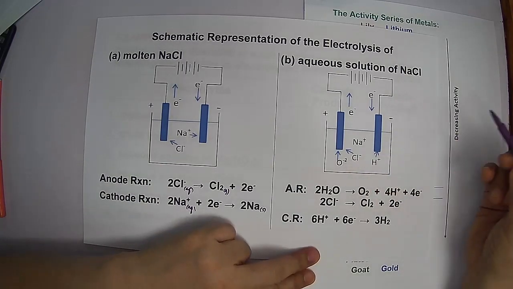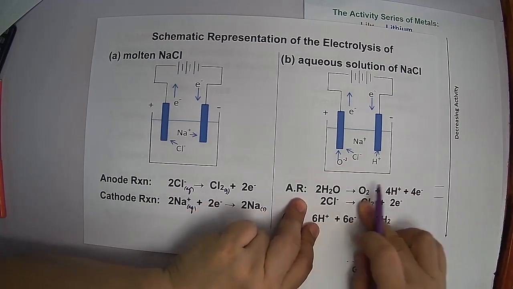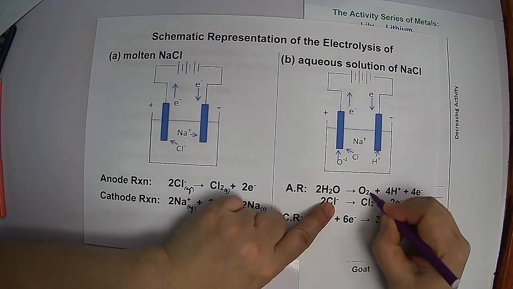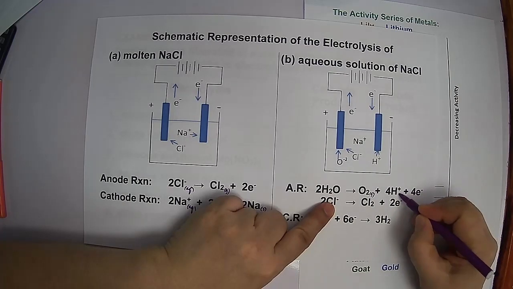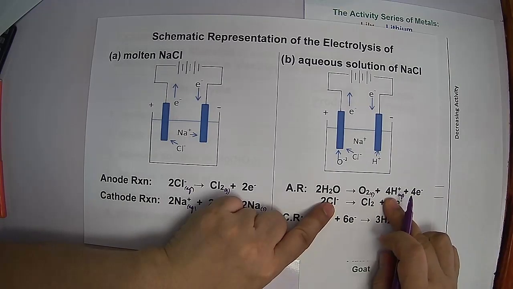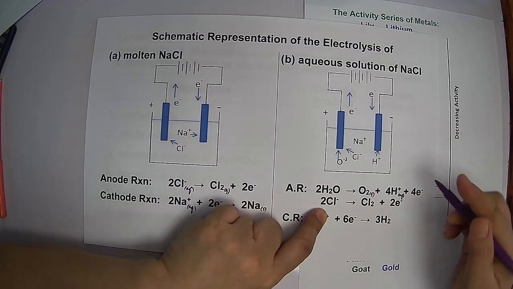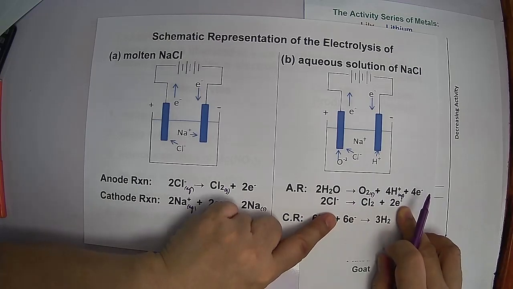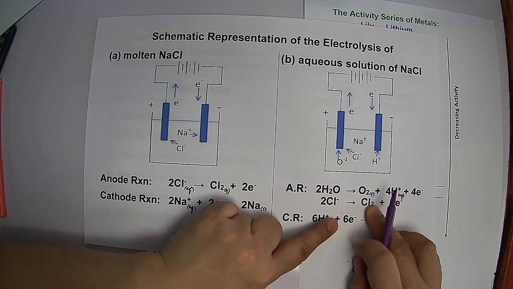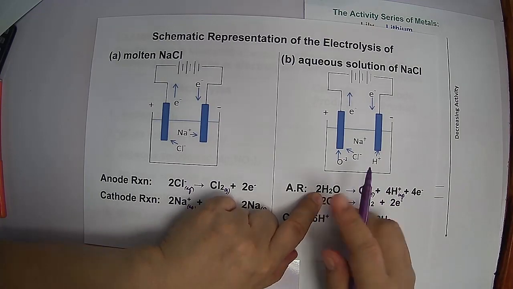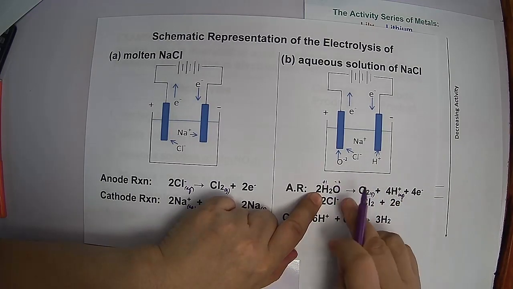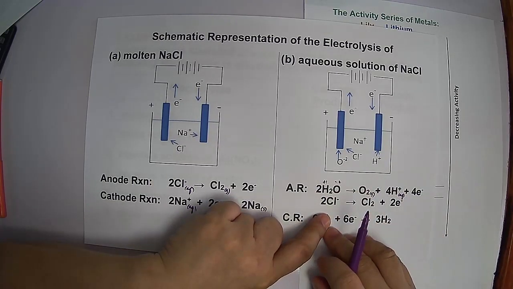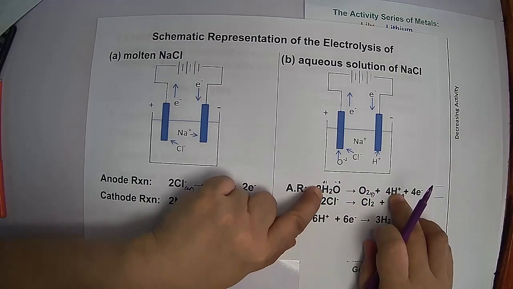Okay, the anode reaction involves the oxidation of water, producing oxygen gas, 4 hydrogen ions in the aqueous solution, and 4 electrons. Since chloride ion is also present, it will undergo an oxidation reaction from -1 to 0. Here, the oxygen from water goes from -2 to 0. That is an oxidation reaction. The hydrogen does not change its state here.